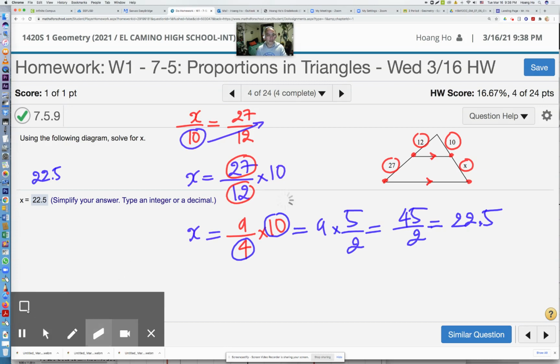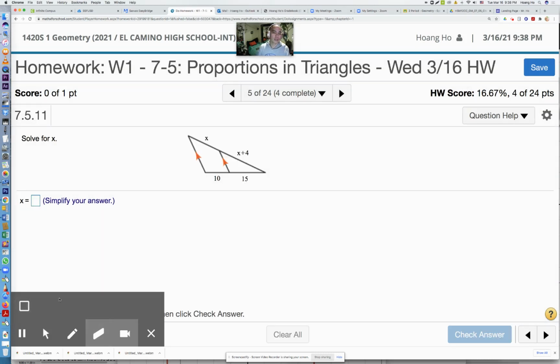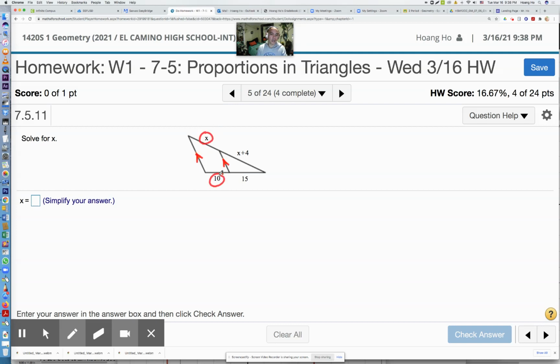Question number 5. Similarly, you got two parallel lines over here. So now you set a proportion. Okay. So I can set up, how about I set up x over 10 equal x plus 4 over 15. Okay.